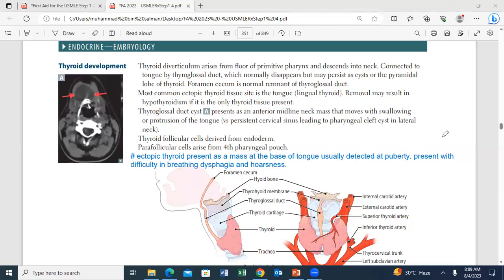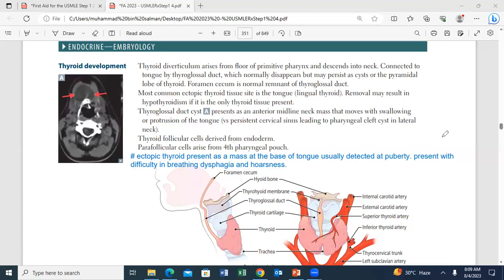The second abnormality of thyroid development can be a thyroglossal duct cyst. In a normal person, I already mentioned there is no thyroglossal duct, but in an abnormality, there can be a cyst along the course of this thyroglossal duct. This cyst usually moves with the movement of the tongue or with swallowing, and this is specifically high yield because this differentiates it from persistent cervical sinus, in which there is no movement of the lump at the neck with swallowing.